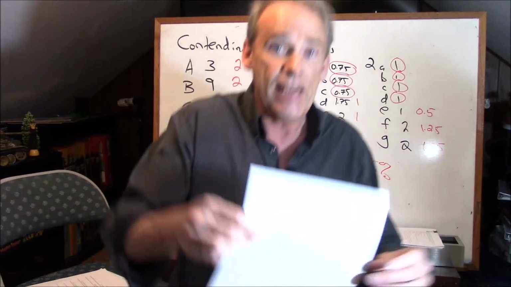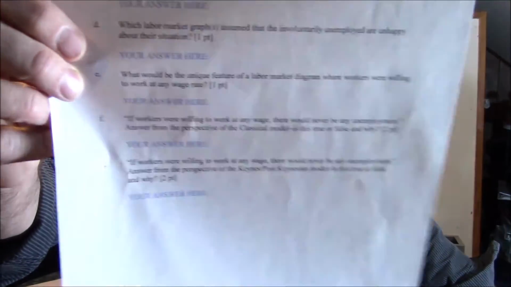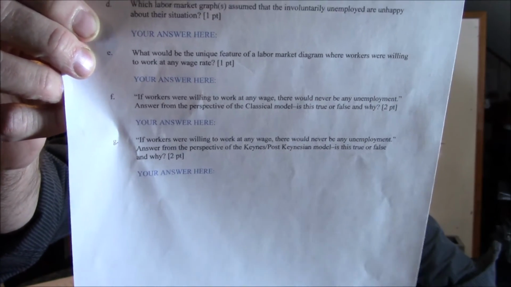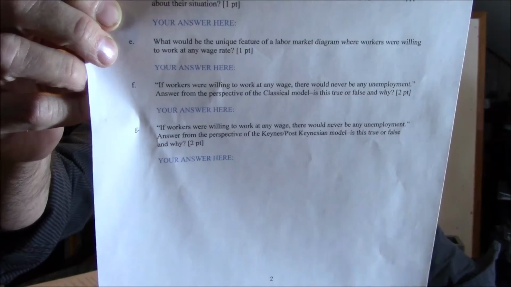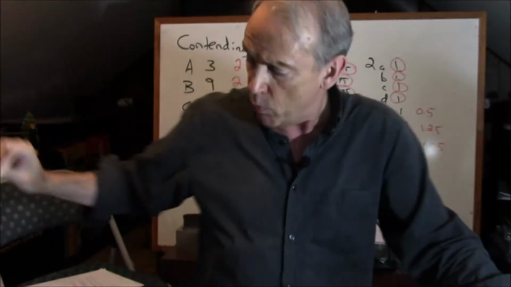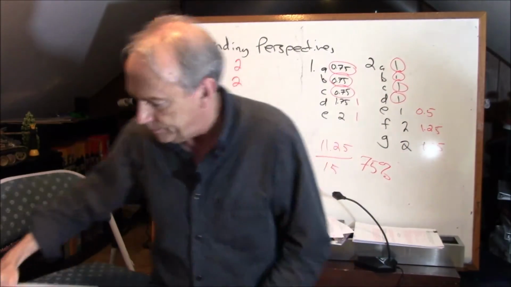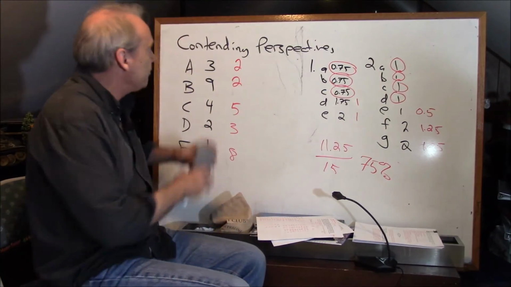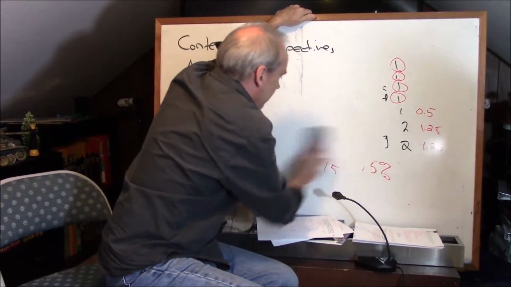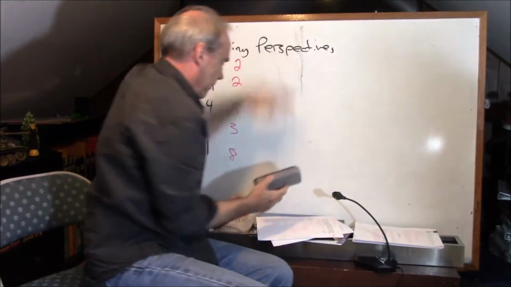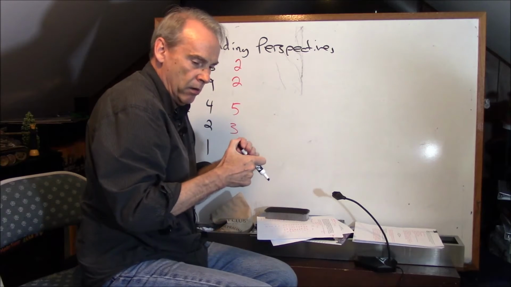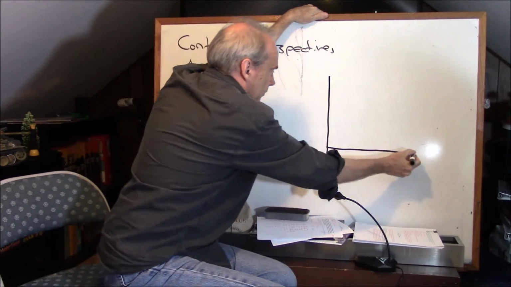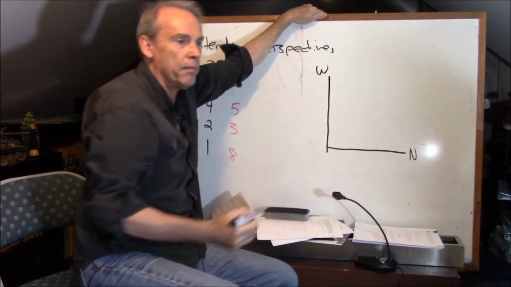All right, E. Here, this is the first place where people really sort of ran into a problem on the exam, because as you can see, there were tons of really good grades. What would be the unique feature of a labor market diagram where workers are willing to work at any wage? All right, let's have a look at that. Turns out I already know the answer, but let's pretend I don't. Erase all this. And what do I want here? Okay. Employment, wage rate.